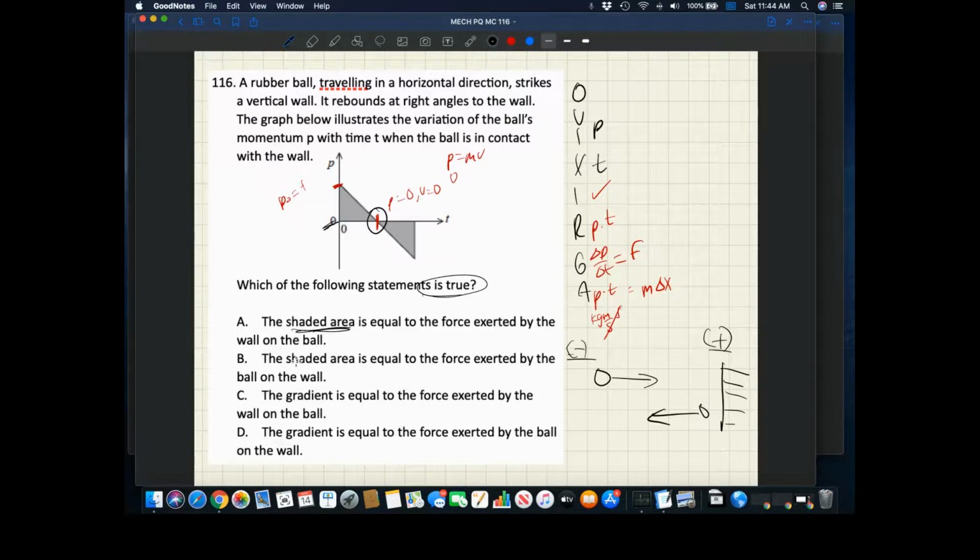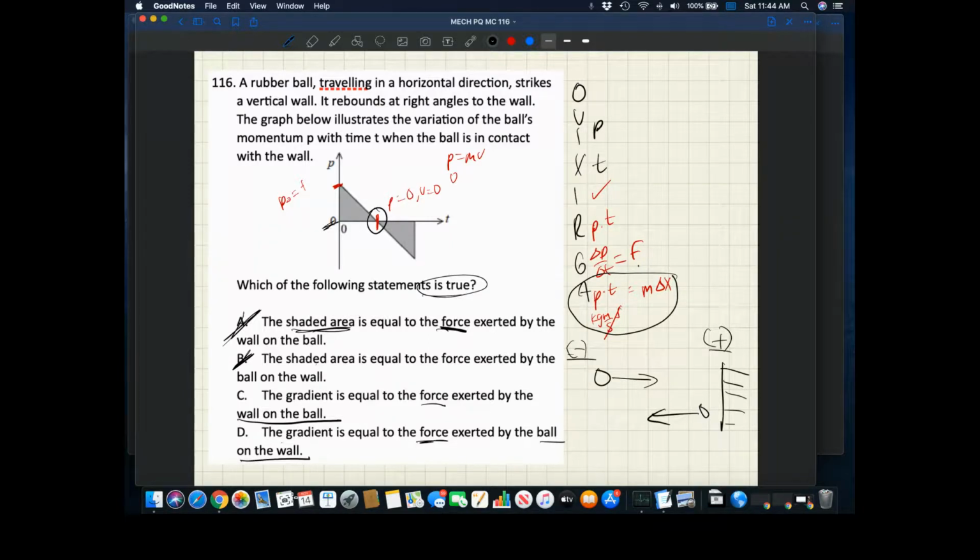Shaded area. The area is m times delta x. Equal to the force? Wait a minute, the force is the gradient. So this is off. Shaded area equal to force, that's out. Gradient is equal to the force, that's true. Gradient is equal to the force exerted by the wall on the ball versus the ball on the wall.